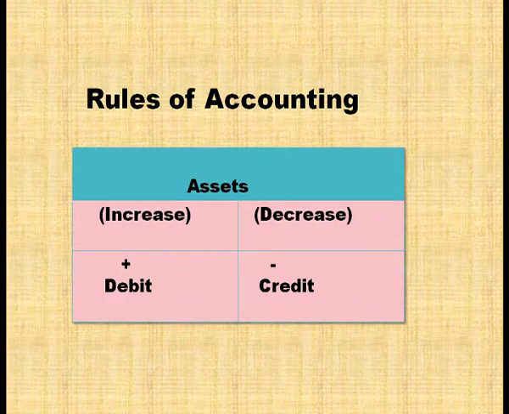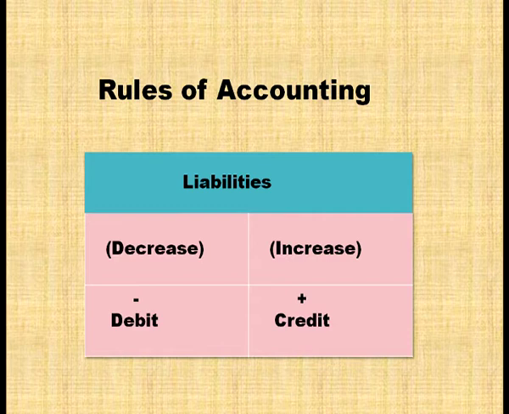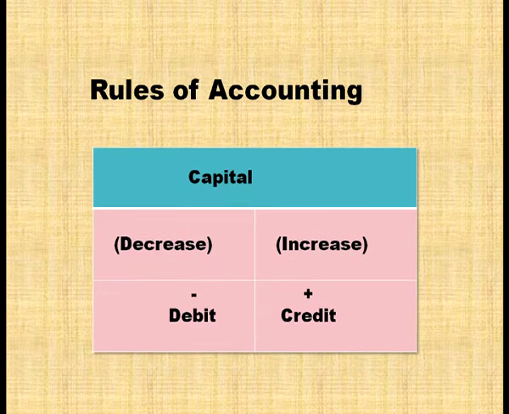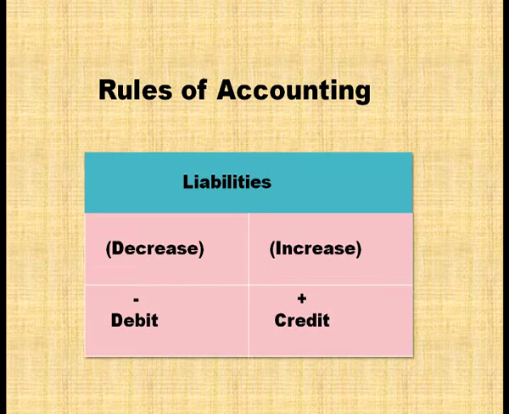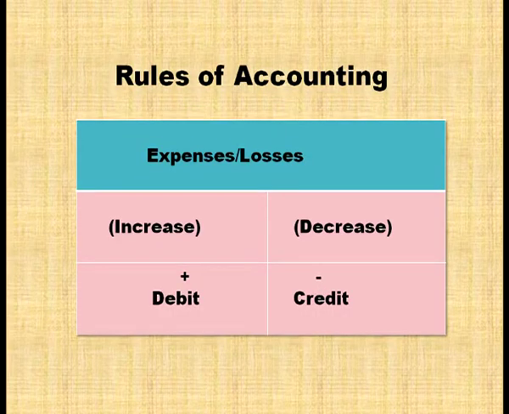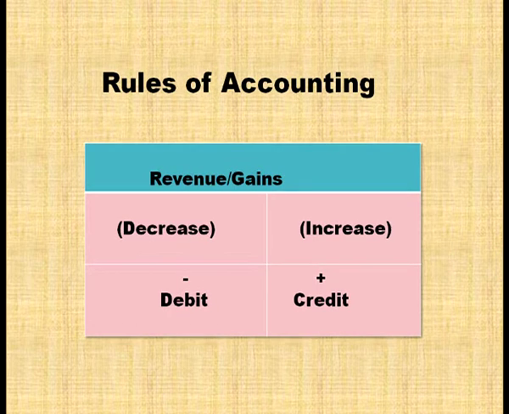So, when you look into the slide, you can easily identify asset. When it is increased, it is debited. When it is decreased, it is credited. Liabilities, when it is increased, it is credited. When it is decreased, it is debited. Capital, when increased, credited. When there is a decrease, it is debited. Expenses, when there is an increase, it is debited. Expense, when there is a decrease, it is credited. Income or revenue, when there is an increase, it is credited. When it is a decrease, it is debited. Now, you are thorough with the rules of accounting.